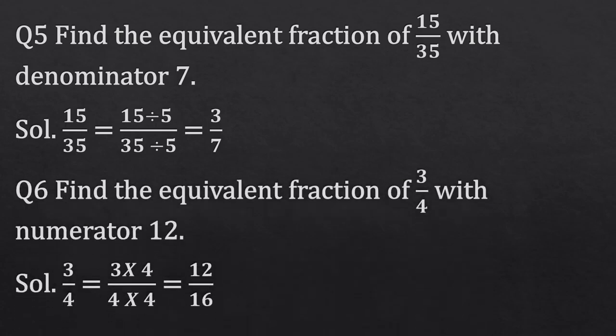Question number 6 was find the equivalent fraction of 3 upon 4 with numerator 12. We want a numerator 12, so means we will multiply 3 by 4, numerator by 4, hence we multiply denominator also by 4. So your correct answer is 12 upon 16. 1 mark for the correct answer and 0 for the wrong.